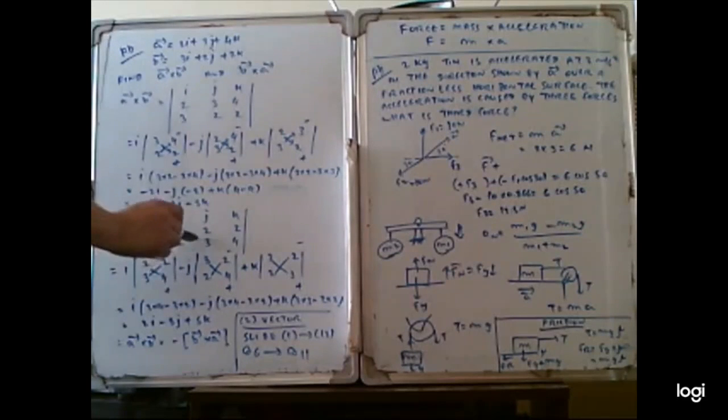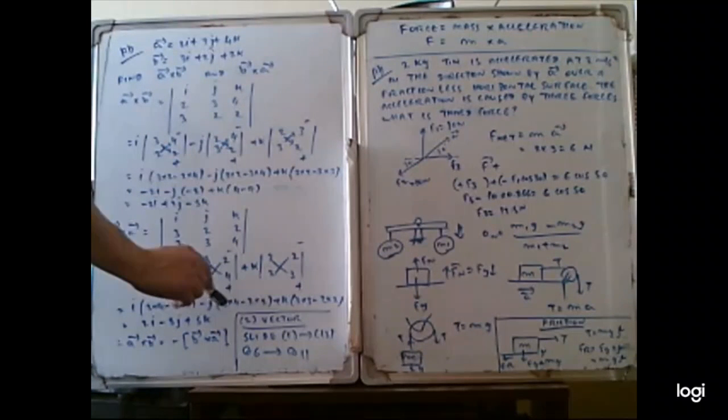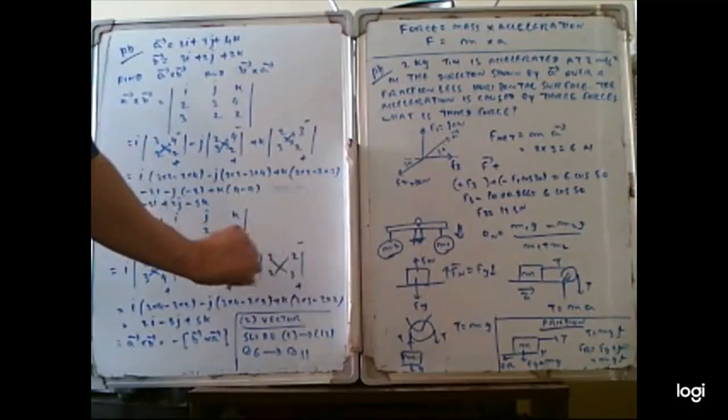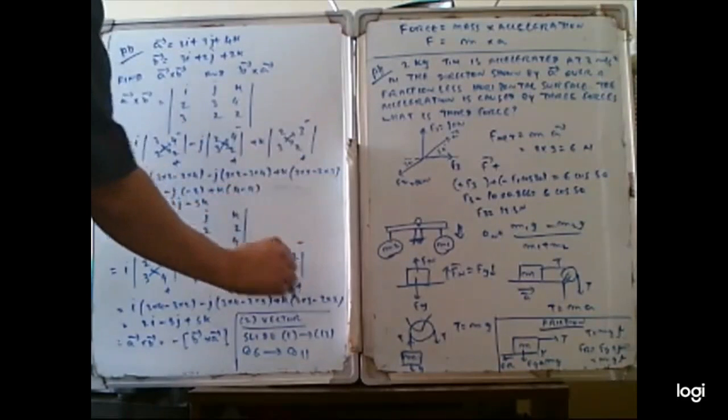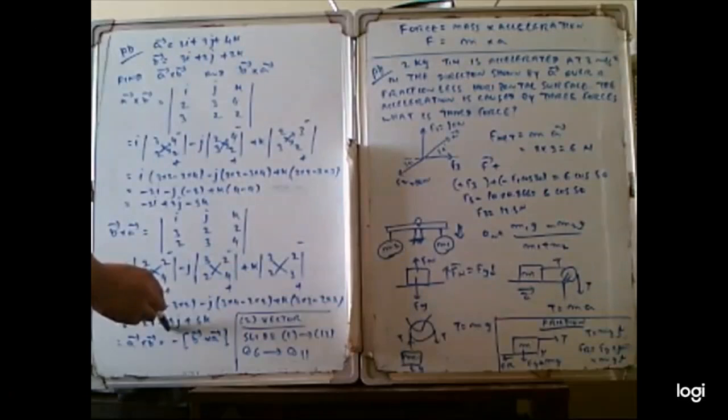This direction is positive, this direction is negative. So 2 multiplied 4 minus 3 multiplied 2. Then 3 multiplied 4 minus 2 multiplied 2. And 3 multiplied 3 minus 2 multiplied 2. So all of it is 2i minus 8j plus 5k.